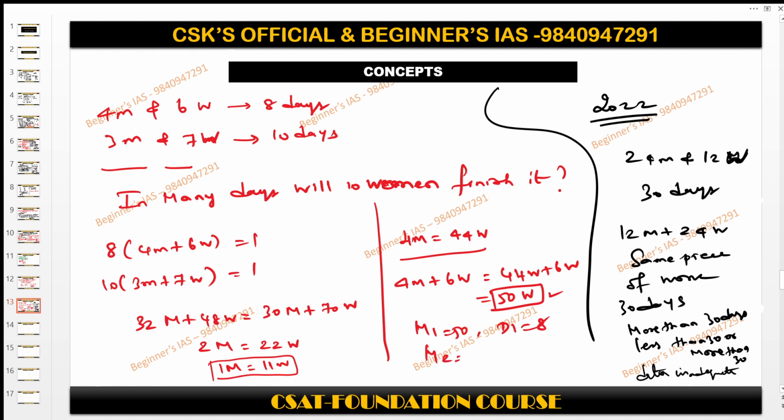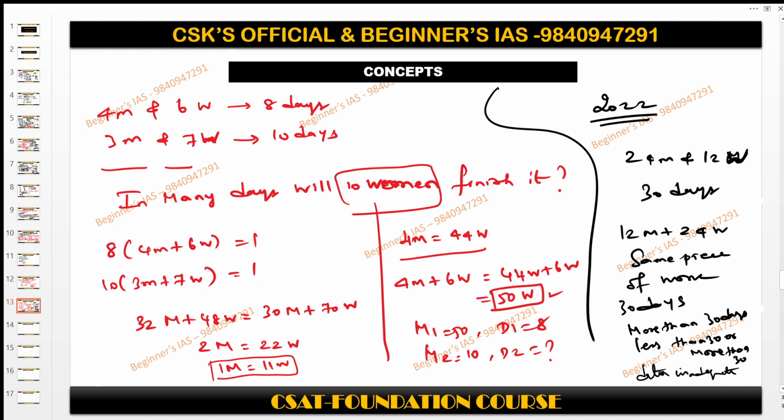So M1 is equal to 50, D1 is equal to 8 days. If M2 is equal to 10, so here with respect to 10 men, D2 is equal to what? That's it. Clear? Yes, sir. Okay, thank you, sir. Then 40 here.